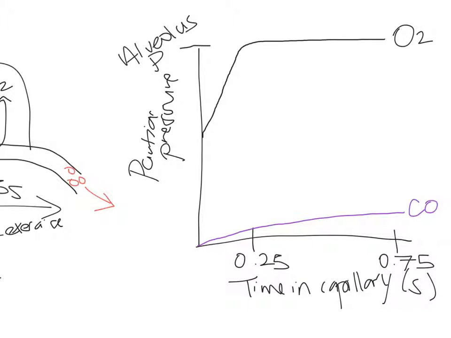Therefore, it's clear that the diffusion rate for carbon monoxide is dependent on the diffusion properties of the blood-gas barrier and not on the amount of blood available. Thus, we call the transfer of carbon monoxide diffusion limited.